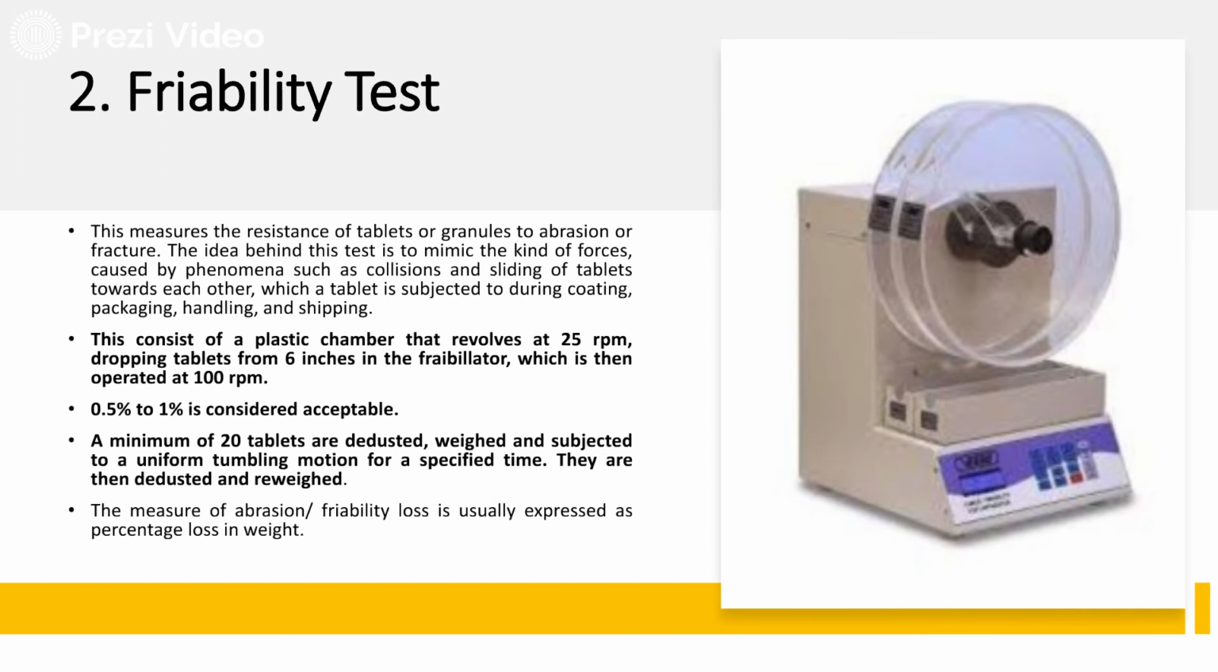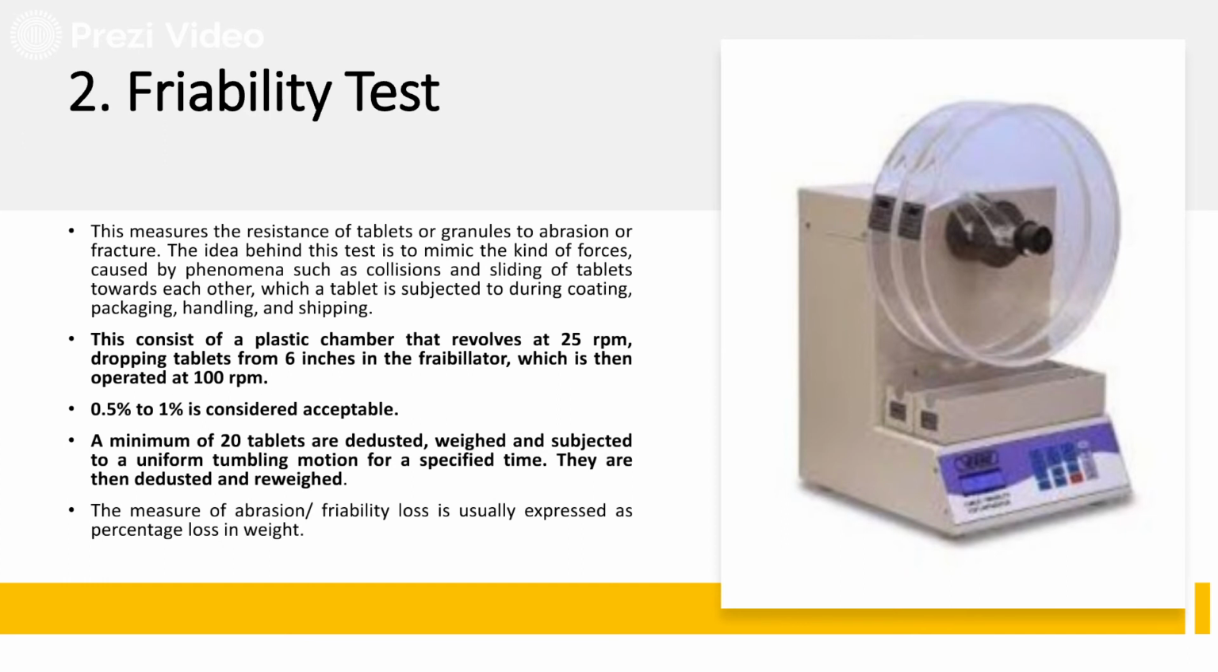Before placing, you are initially weighing your tablets. So you have the total weight of the 20 tablets. Then you place the 20 tablets. At a speed of about 25 rpm, you are operating for 100 revolutions. So you are allowing the tablets to be dropped every time from a 6 inch height in the friabilator. It is designed in such a way.